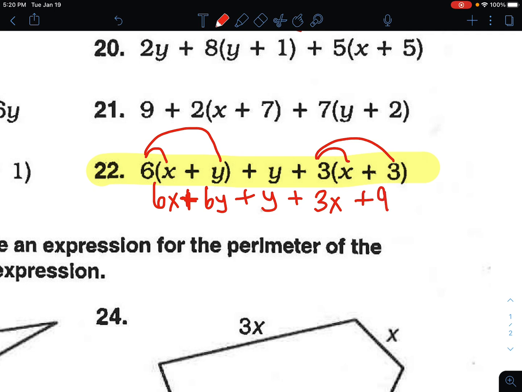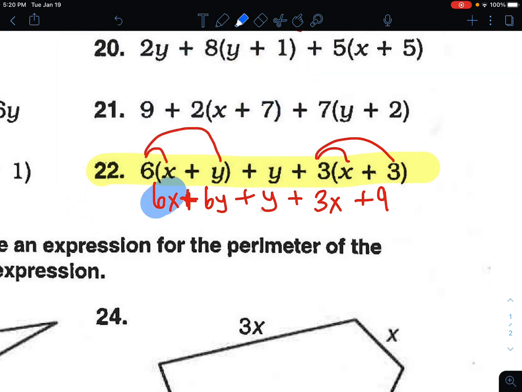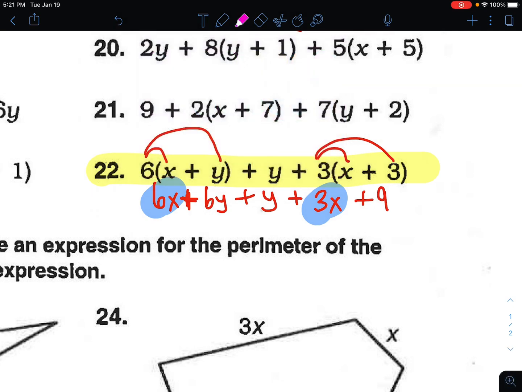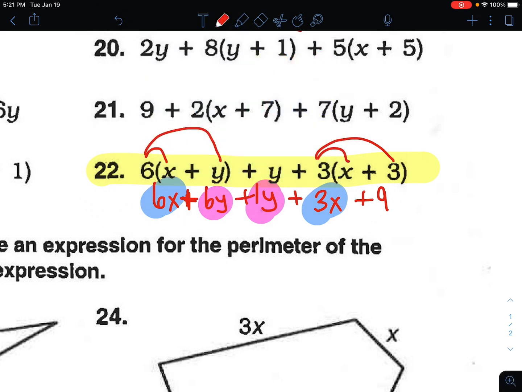So let's take a look at what kind of terms we have. We have an x term right here and an x term right there. No more x's. We have a y term right here, and we have another y term right there. And then we have a constant, which I'm not going to highlight at all. And by the way, this y is just 1y. So if we do it in alphabetical order, we should put the x's first, then the y's.